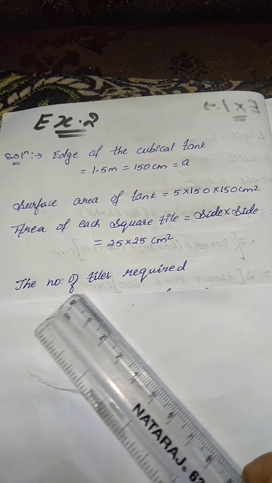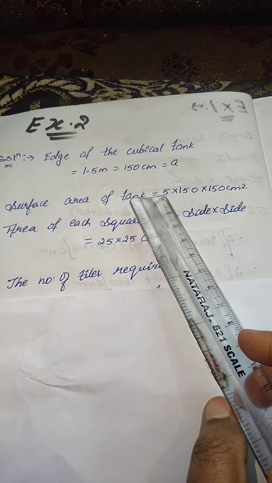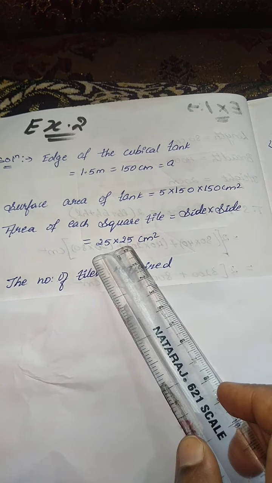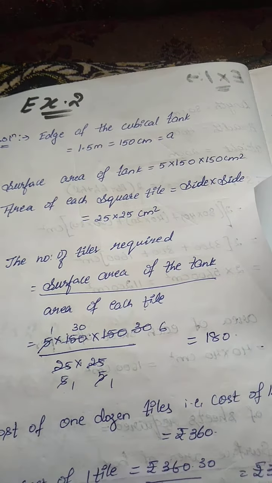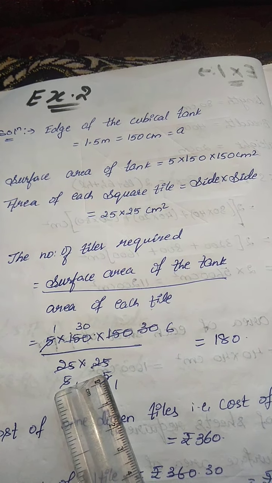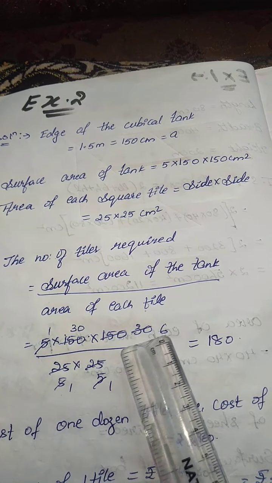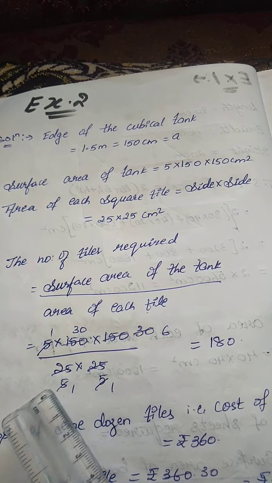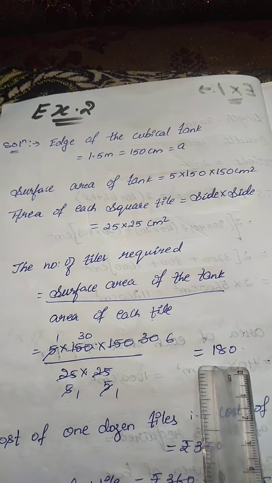Now number of tiles required, how to find it? I will divide this 5 into 150 into 150 by 25 into 25. On cancellation, what I am going to get, that I will show you here. So 5 5s are 25, 5 3s are 15, and again 5 1s are 5, 6s are 30. Next 5 1s are 5, 1s are 5, 5 5s are 25, 5 1s are 5, 30s get cancelled. 6 into 30 is 180.